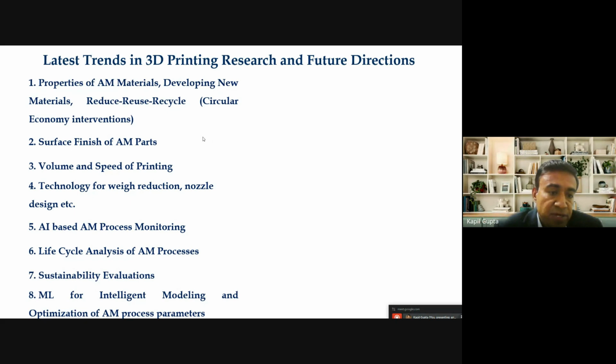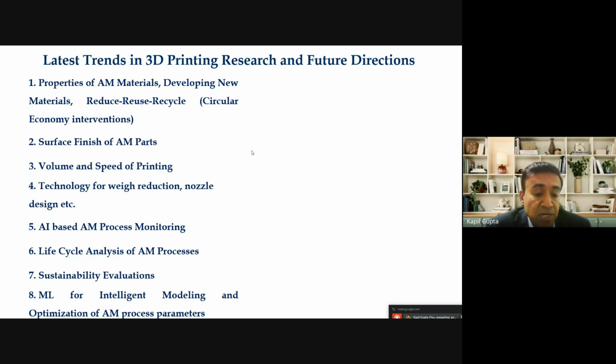to support circular economy interventions, to work towards surface finish of AM parts, because post processing is a major limitation in 3D printing. So to reduce the post processing task, finding such ways. Volume and speed of printing is also one of the domains. Technology for weight reduction, nozzle design, etc. Artificial intelligence based additive manufacturing, process monitoring, life cycle analysis of additive manufacturing processes, powered based on various energies.